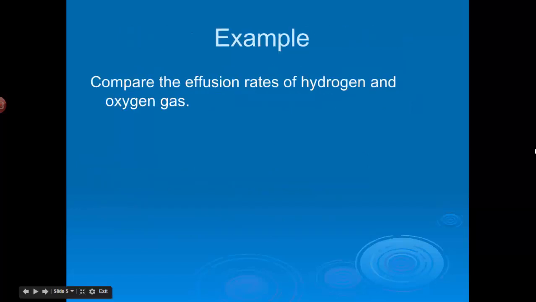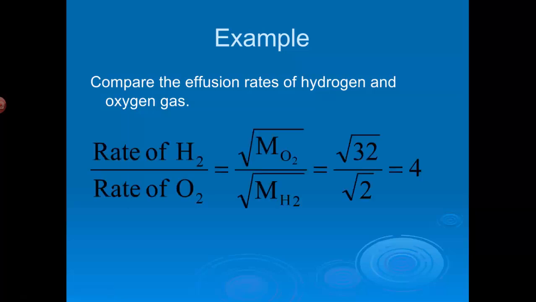So, for example, compare the effusion rates of hydrogen and oxygen gas. The way we'd set this up is the rate of hydrogen gas effusion to the rate of oxygen gas effusion, square root of the molar mass of oxygen to the molar mass of H2. That's the square root of the molar mass of oxygen, which is 32, over the square root of the molar mass of hydrogen, which is 2. Square root of 32 over the square root of 2 is equal to 4. So that means that hydrogen effuses 4 times faster than oxygen does.